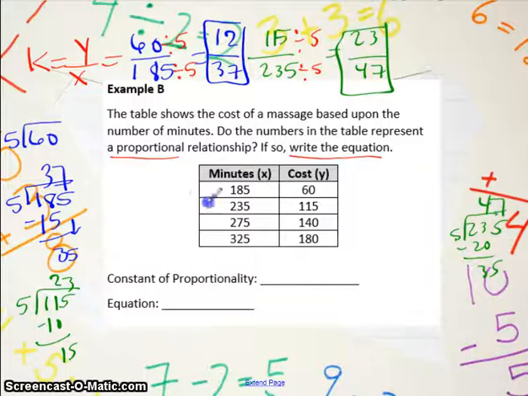Okay, so I've checked the first 2. And already I can see that there is no constant of proportionality, so I'm going to put none. All right, so I'm done with that one.